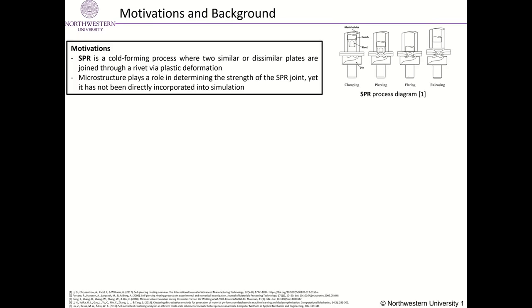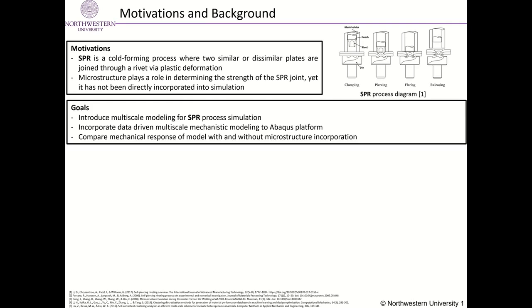In this project, we investigate the self-piercing riveting joining technology. SPR is particularly attractive when other joining methods are not viable, like is the case for certain aluminum welding. SPR forms a mechanical joint between two thin plates in a four-stage process: clamping, piercing, flaring, and releasing.